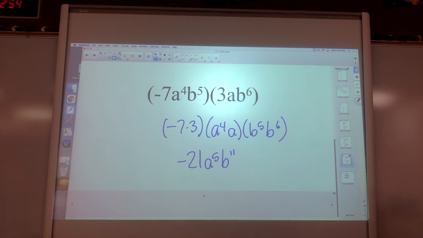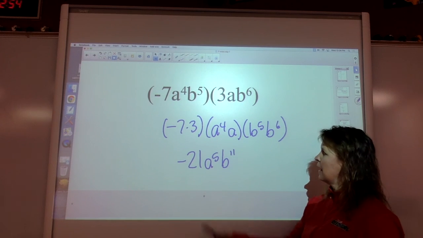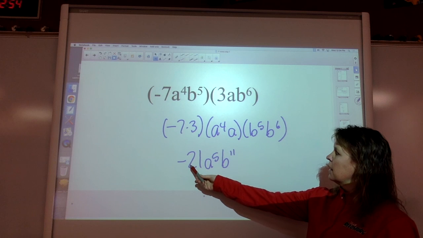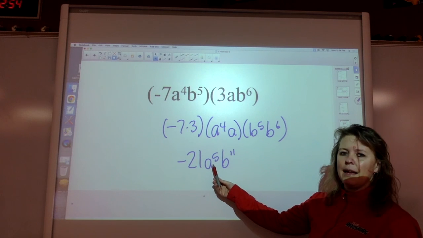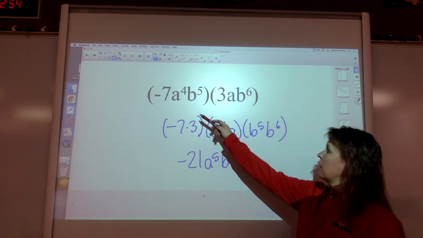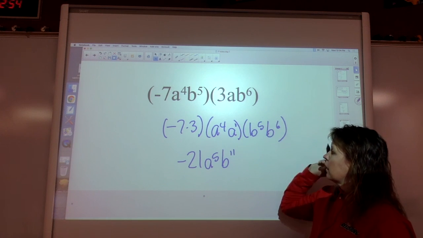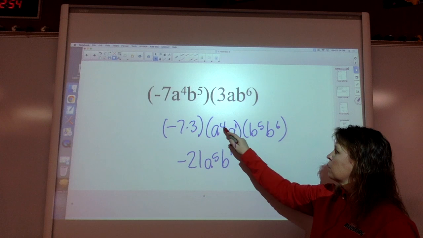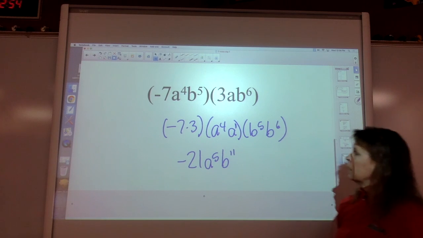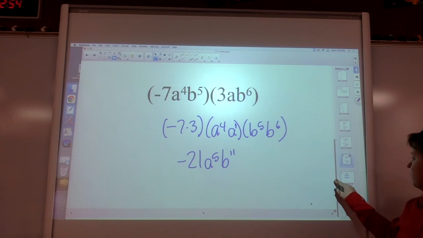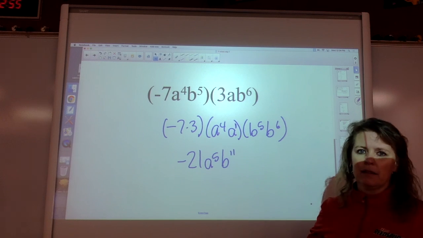Okay, take a look at your answer. If it's the same, move on. If it's not, see where you made your mistake. Negative 21, a to the fifth. There are 4 a's over there, and don't forget there's also an a over there, which means it has an exponent of 1. 4 plus 1 is 5. 5 plus 6 is 11. Alphabetical order. That's it for your notes.